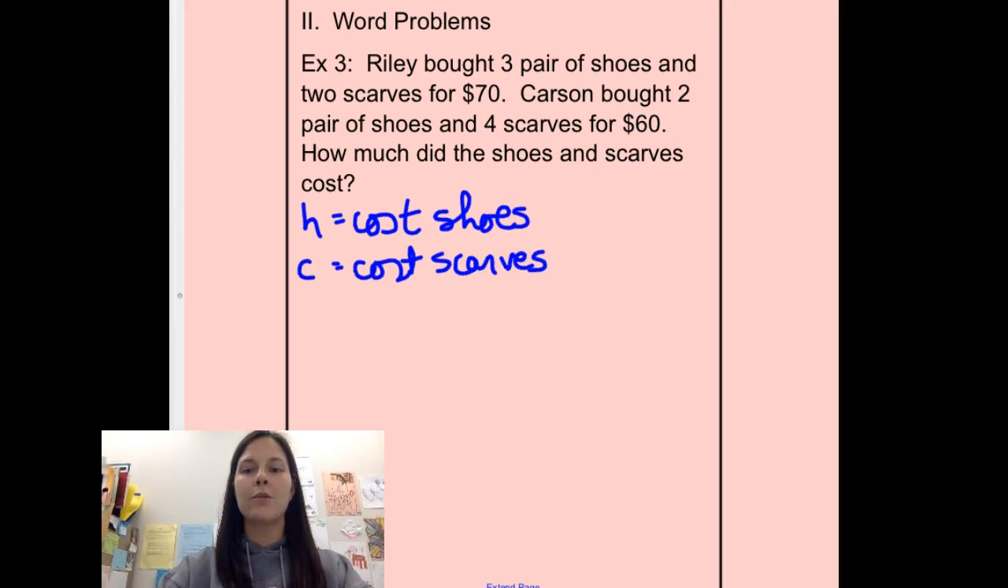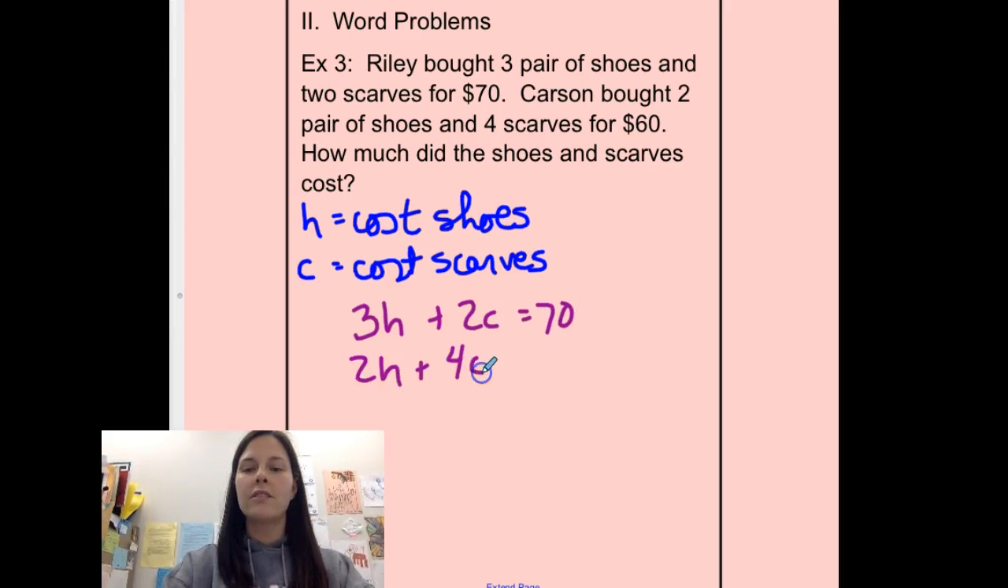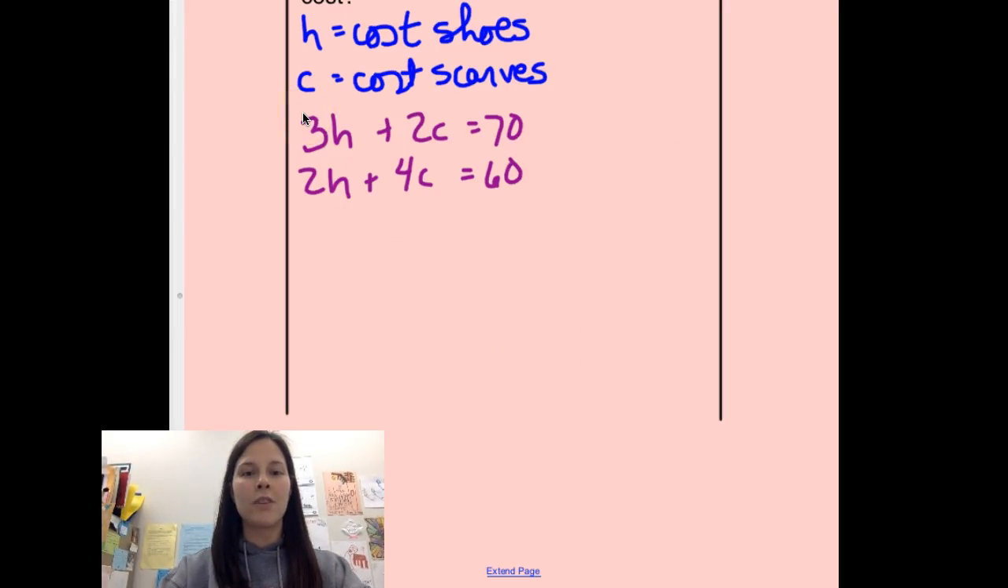All right, I will need an equation for Riley and a separate equation for Carson. Riley bought 3 pairs of shoes plus 2 scarves, and her total was $70. Carson bought 2 pairs of shoes and 4 scarves for a total of $60. Taking a look at my 2 variables, 2 does not go into 3, so I can't multiply 2 by something to make it cancel with my 3.